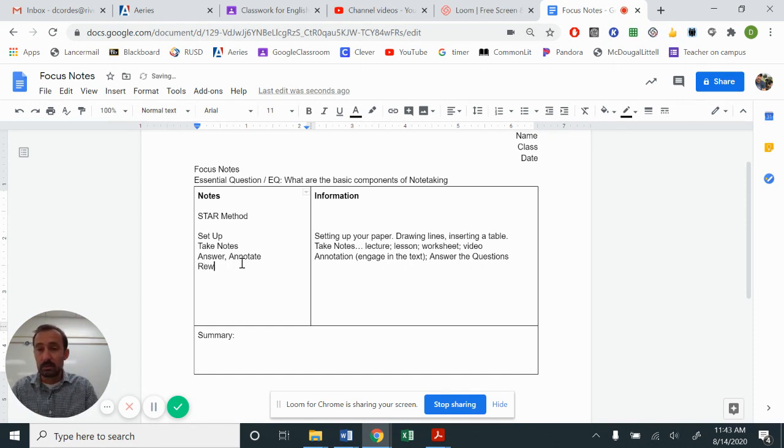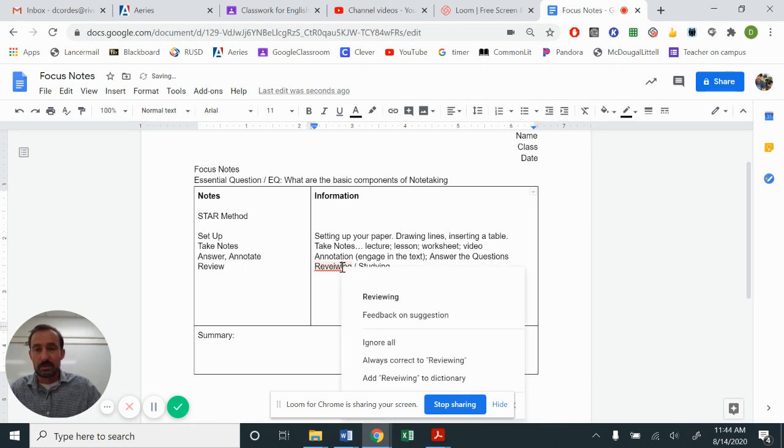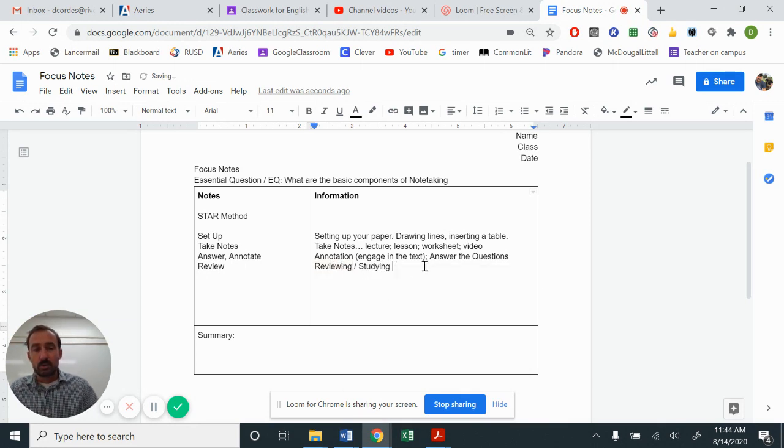Hope I wrote R twice right there. The last one, this could be as simple as reviewing, which is essentially like studying. Typing too fast for my own good. Reviewing, this could also be like rereading. Okay. This could also be items as far as like revisit.